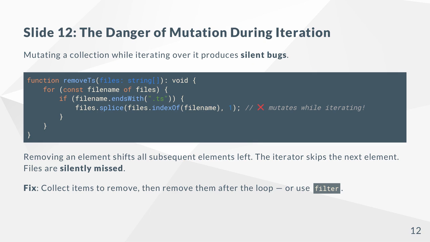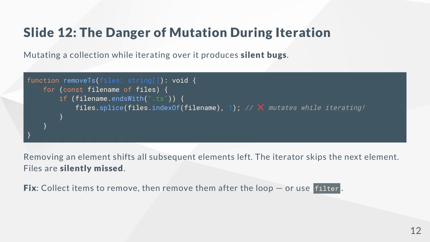This function tries to remove all TypeScript files from an array by calling splice inside a for-of loop. But splice shifts all subsequent elements left. The iterator does not know about this shift. It skips the element that was shifted into the position of the removed element. Files are silently missed. No error, no exception, just incorrect behavior.